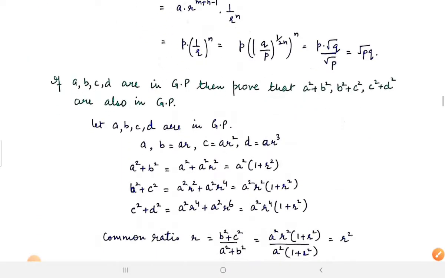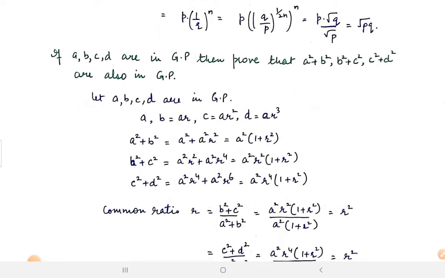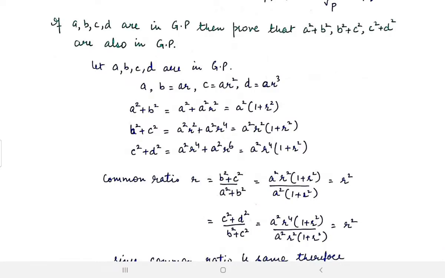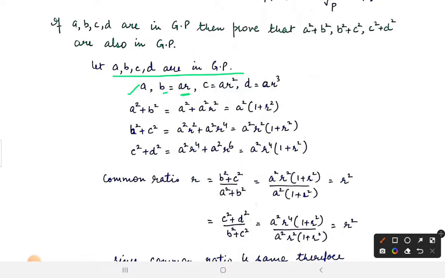If a, b, c, d are in GP, then prove that a square plus b square, b square plus c square and c square plus d square are also in GP. Let a, b, c, d be in GP. If they are in GP, then the first term is a, second b is equal to ar, c is equal to ar square, and d is equal to ar cube. Let us put the value of a and b here. a square plus b square is equal to a square plus a square into r square. The value of b is ar. Put a square common, so we have 1 plus r square.